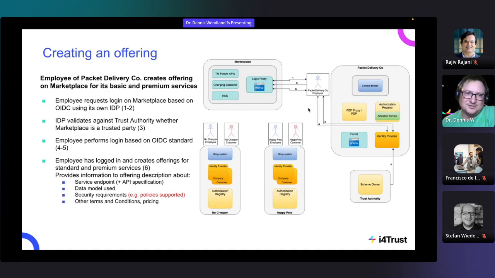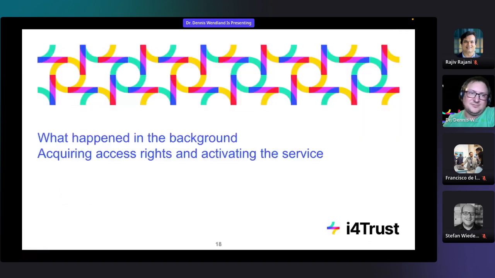Here's a login based on the OpenID Connect standard. There's an interaction of the IDP with the satellite, whether this marketplace is a trusted party of the data space. And when he's logged in, he would create the offering and provide all the information, which we have also seen in the product characteristics on the marketplace.